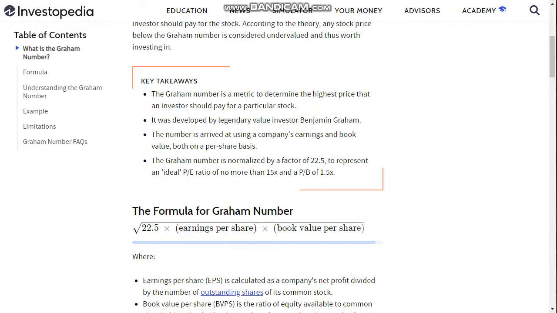So first of all, we're going to take the square root of 22.5, times the earnings per share, times the book value per share. So this will not work on every particular stock, but it will probably work for most stocks within our metrics. So the Graham number is basically normalized by a factor of 22.5 to represent the ideal PE ratio, which is price to earnings ratio, of no more than 15 times. Typically, we want to be anywhere between 5 and 15. If you're one over, one under, you're still probably in the green as far as my book is concerned.